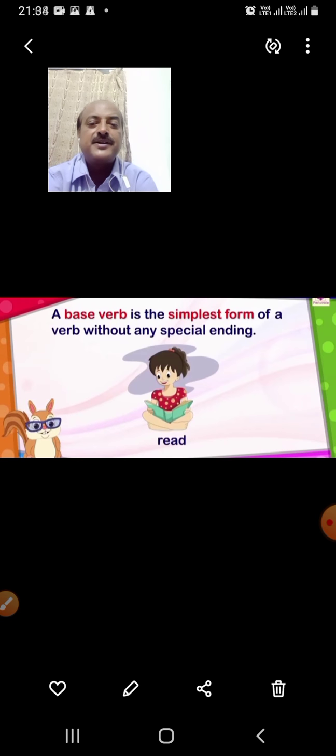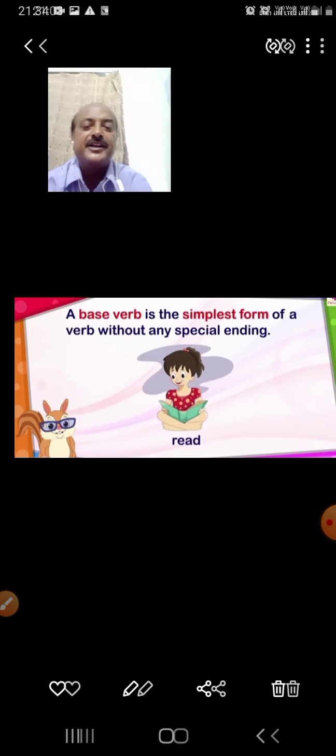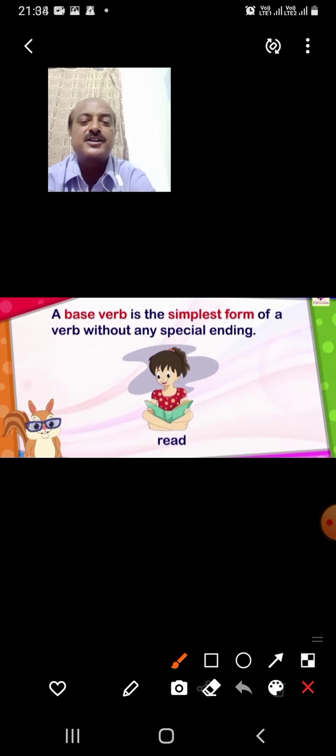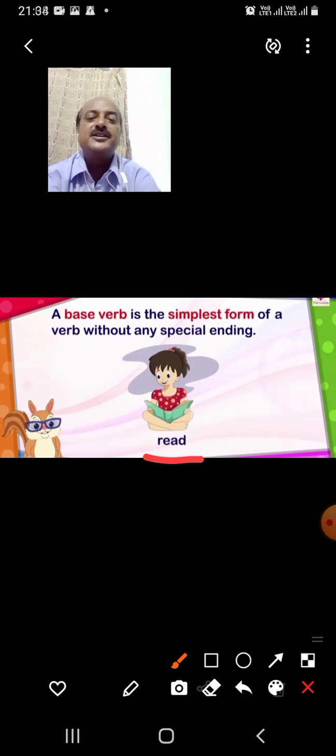Let's see some examples. A base verb is the simplest form of a verb without any special ending. Like read. Some action is being done. What is being done? What is he doing? He is reading. So read is the simplest form of the verb.